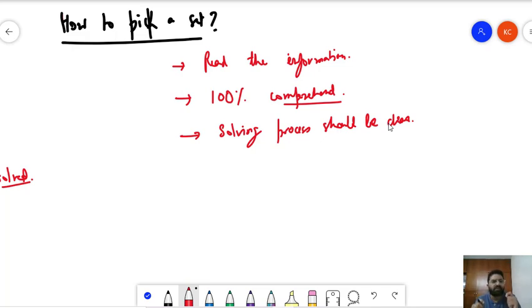It should not be the case that step number one is this, but then I have to apply logic and think about what will come. Then you are going into a slippery slope. That is something which can trouble you. In the exam you might get stuck, and if you are not able to solve, then that will become the second sin. So, the easiest set, obviously you will be able to understand and you will have clarity of the solving process. So it's a no brainer that you will be able to solve it. This is how you are supposed to pick a set.